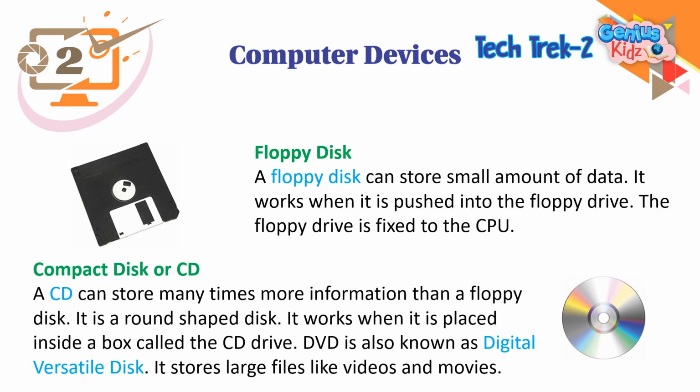Compact disk or CD. A CD can store many times more information than a floppy disk. It is a round-shaped disk. It works when it is placed inside a box called the CD drive. DVD is also known as digital versatile disk. It stores large files like videos and movies.